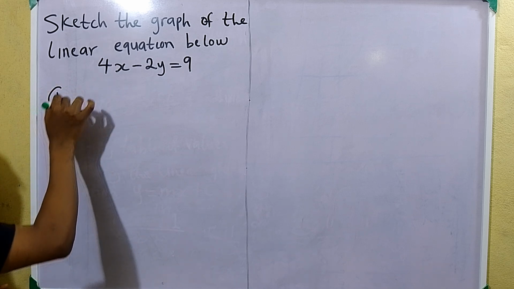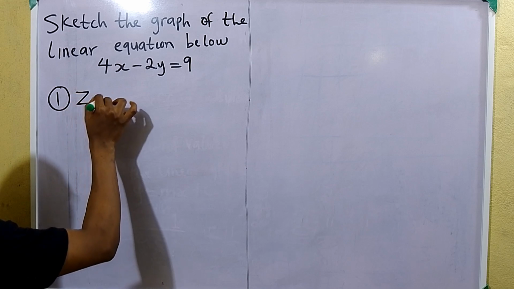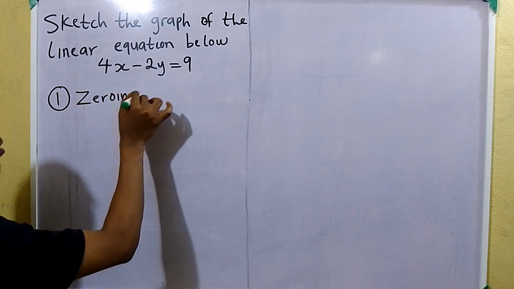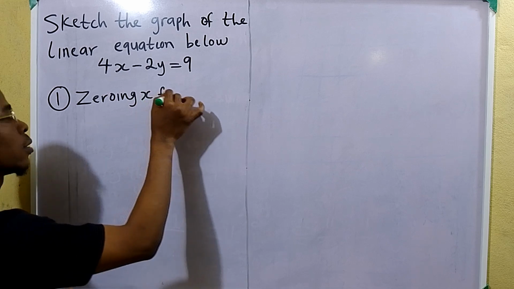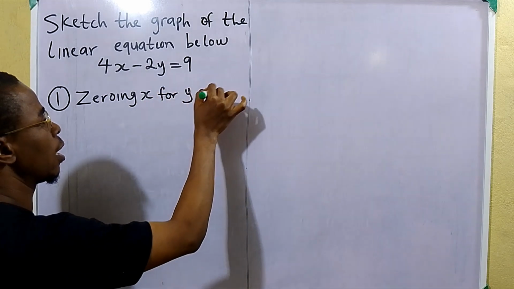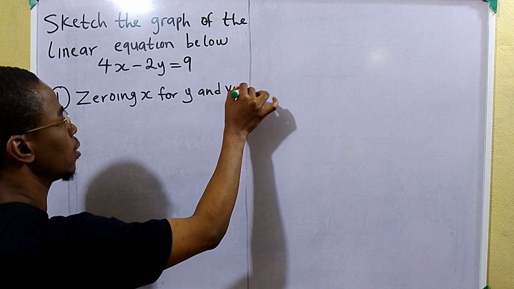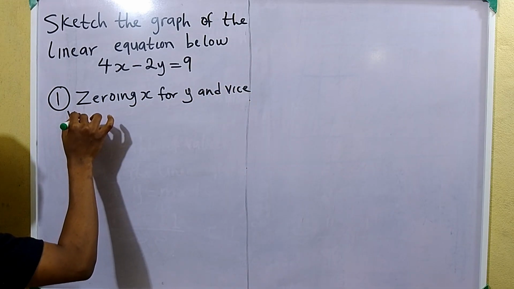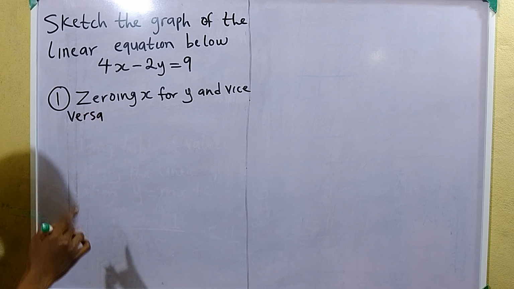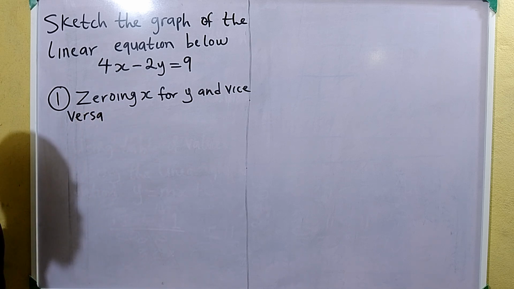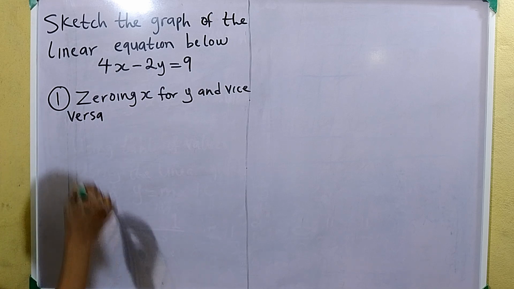The first method is zeroing x for y and vice versa. In this method, with 0x, we get y, and later with 0y, we get x.